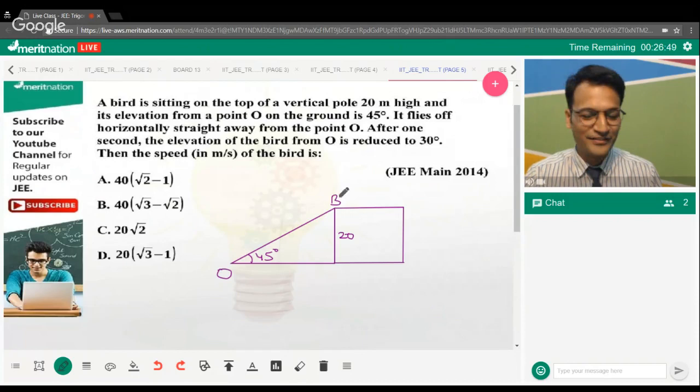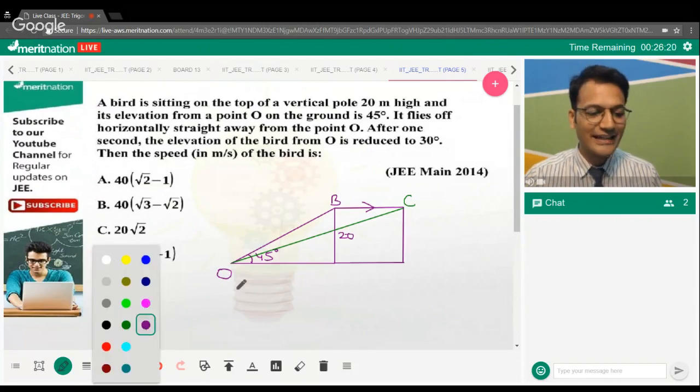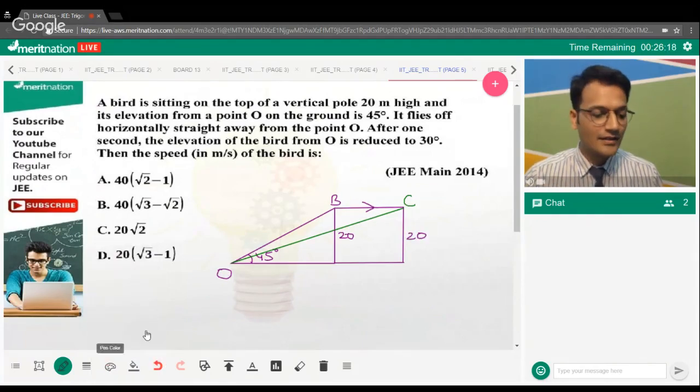So away from this direction, it flies towards this, right? Horizontally straight away from the point O, not towards point O, away from point O. That's why I've constructed this. After 1 second, the elevation of the bird from O is reduced to 30 degrees. So after 1 second, the bird is at C. So see, this is how the story helps. Whatever I just stated. So this is basically root 3.